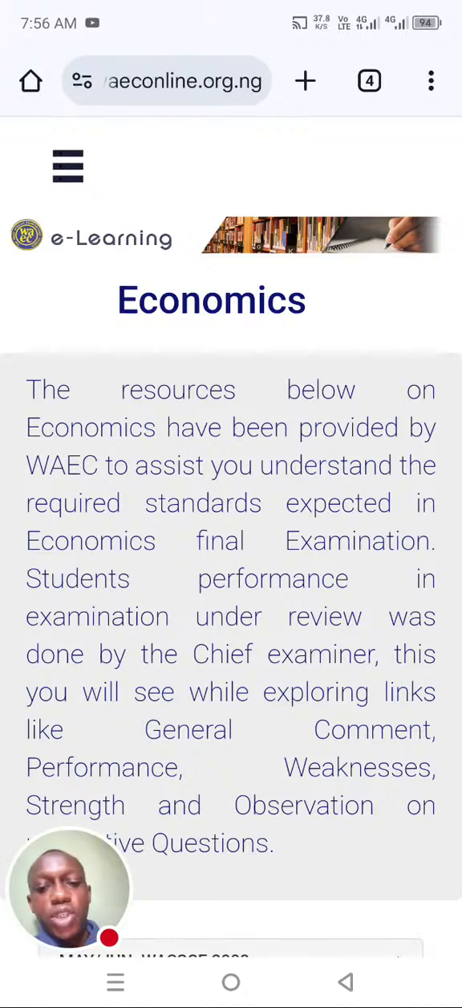The analysis will show you how you can know the topics based on the past weaknesses that the WAEC site has given. This is the WAEC site. You will see that we have e-learning, economics.